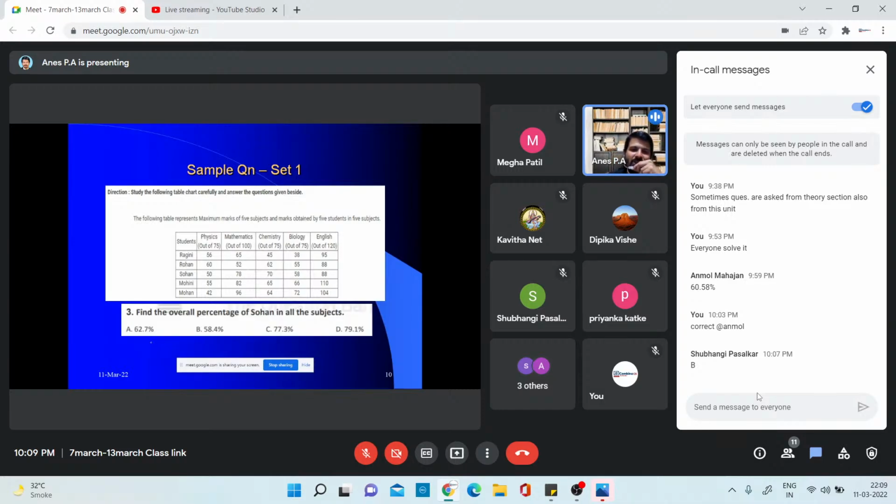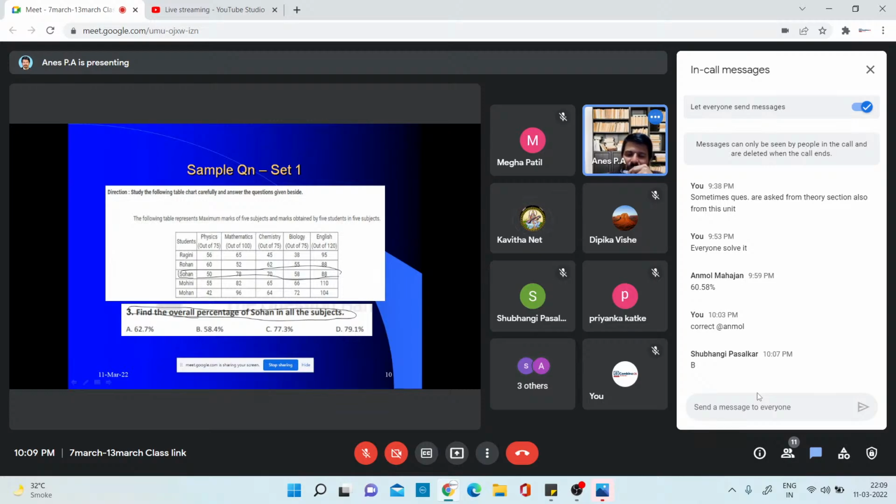So we can go to the third question. Please note the third question. Find the overall percentage of Sohan in all the subjects. So first, what do we do here? We need to consider this one. What do we need to do as the first step? We need to find the sum of all these values of Sohan, right? 50 plus 78 plus 70 plus 58 plus 88, right?